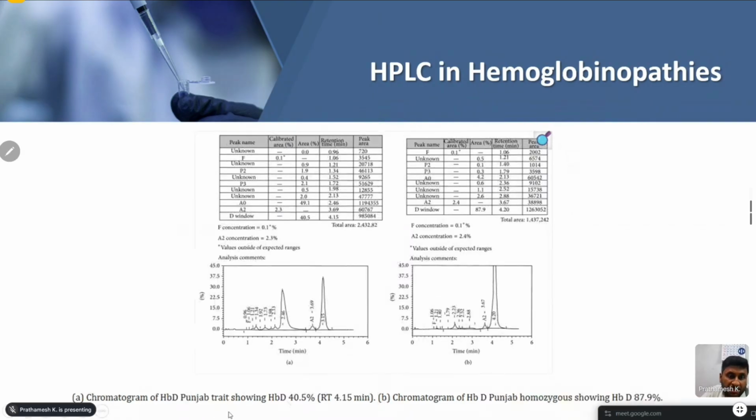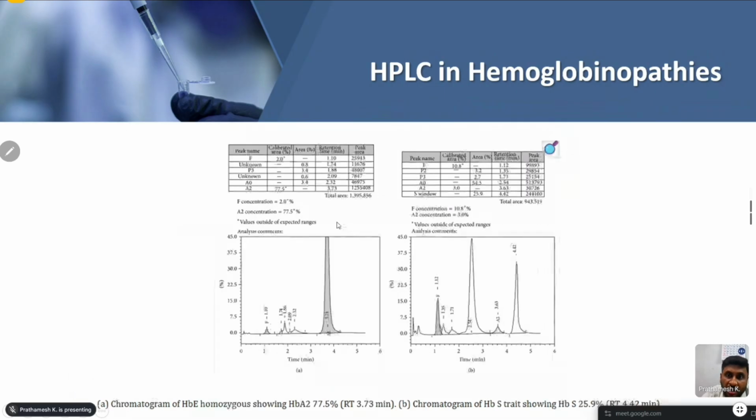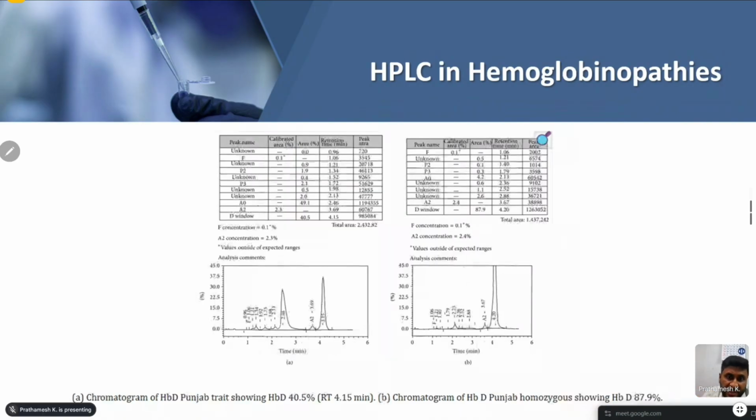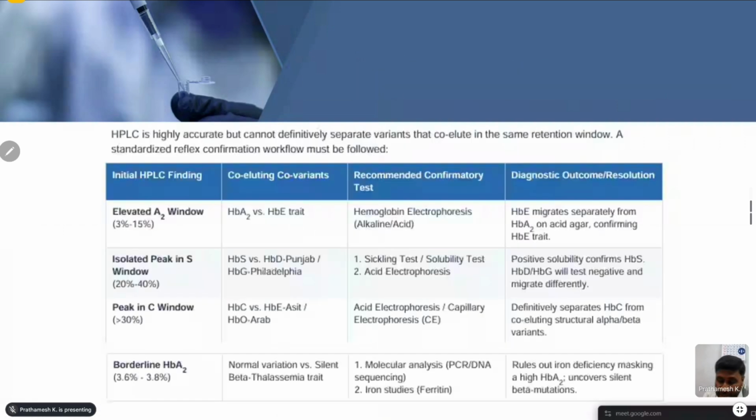Then you have HbD Punjab trait. ये देखिए D window out here. D window less than 50%. Retention time अगर आप देखोगे 4.15, और S window का retention time देखोगे 4.42. नियर अबाउट सेम एरिया में आ रहा है, 4.15, 4.42. So HbD Punjab trait, HbD 40.5%. Okay. HbD Punjab homozygous. अभी homozygous में D window is 87.9. So confusion कहाँ पे आएगा?